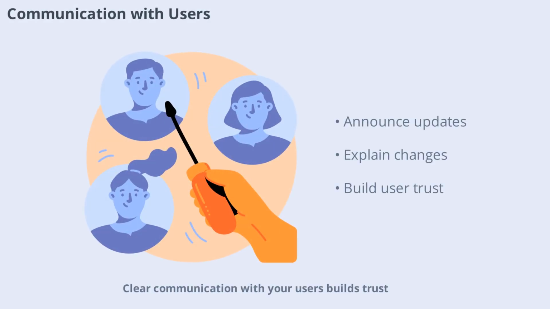Clear communication with your users builds trust. Let them know when updates are coming, what's changing, and how to report issues. Transparency helps users feel confident in your app, even during major upgrades.